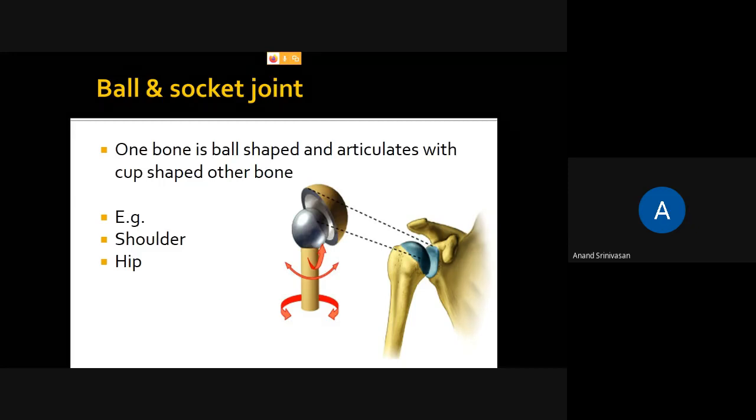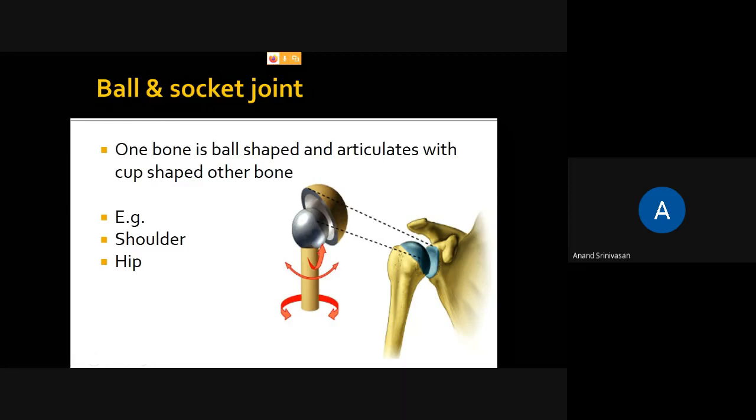Here you can see the ball and socket joint. In a ball and socket joint, one part of the bone is ball shaped and the other part is cup shaped, so that the ball fits into the cup. This is called a ball and socket joint. Examples are the shoulder joint and hip joint. Here you can see the shoulder joint: the humerus looks like a ball, and the scapula part looks like a cup. This is an example of a ball and socket joint.